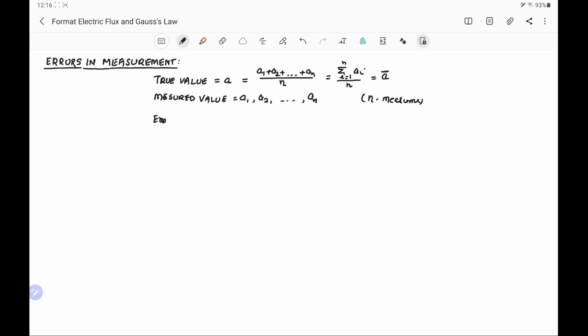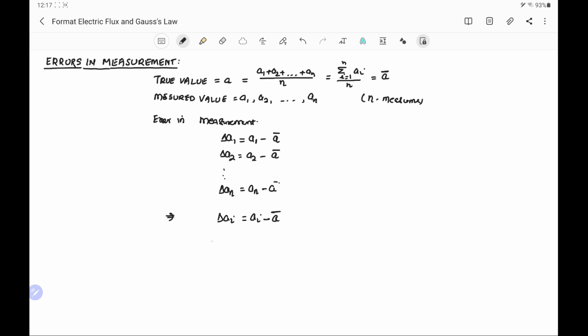So the errors in measurements are: delta a1 will be equal to a1, the first measured value, minus the mean value. Similarly, the error in the second measurement will be a2 minus the mean value, and so on to delta an. This is the nth measurement. It is equal to an minus a bar. This implies that in short we can write delta ai equal to ai, that is the ith measurement, minus the mean value or the true value of the physical quantity.